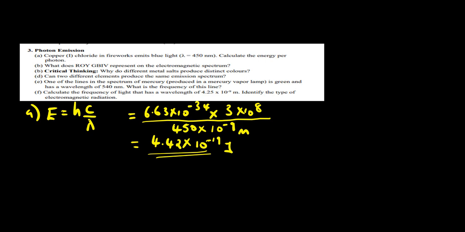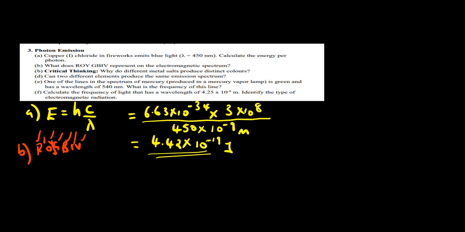Okay, now let's go to B. B is what does ROYGBIV represent on the electromagnetic spectrum? Like I earlier said, I was talking about ROYGBIV. This is just an acronym for the colors that will be visible on the spectrum of light. R represents red, O orange, Y yellow, green, blue, indigo, and violet.